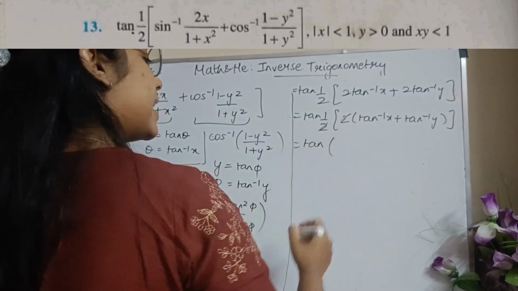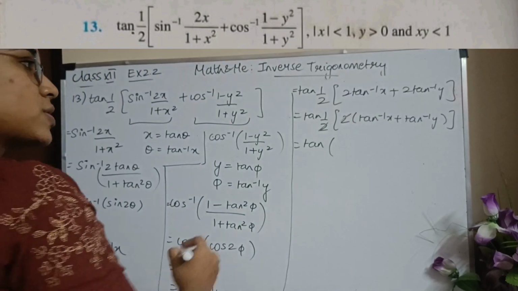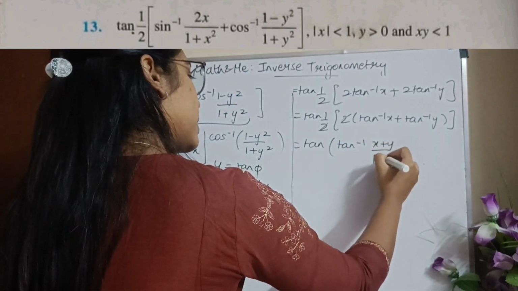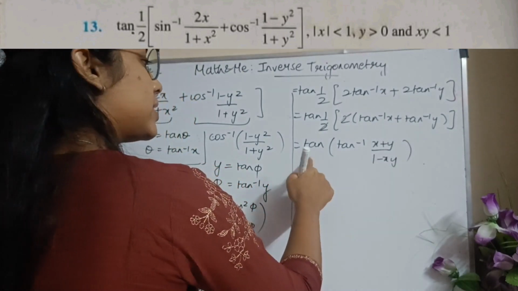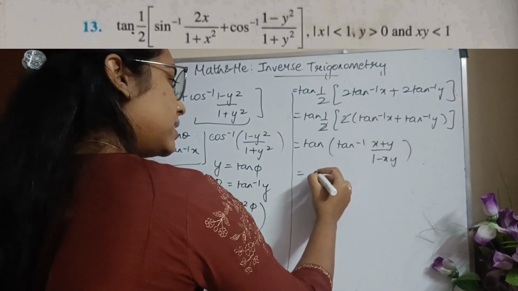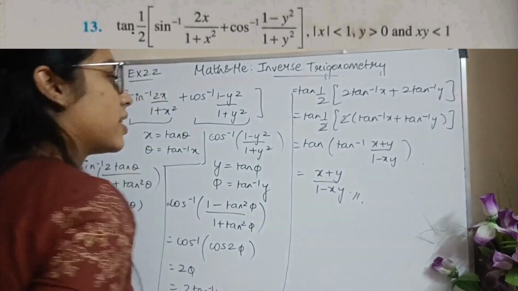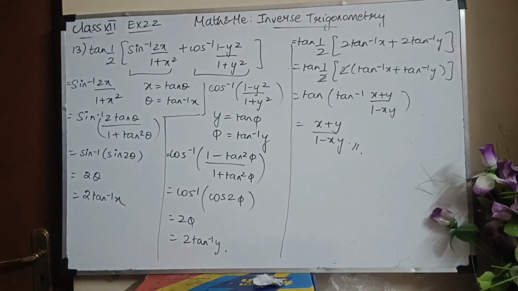So I have tan inverse of x plus tan inverse of y, which is tan inverse of x plus y divided by 1 minus xy. So tan of tan inverse of theta is again theta. What is my theta here? X plus y divided by 1 minus xy. This is my final answer. Okay.